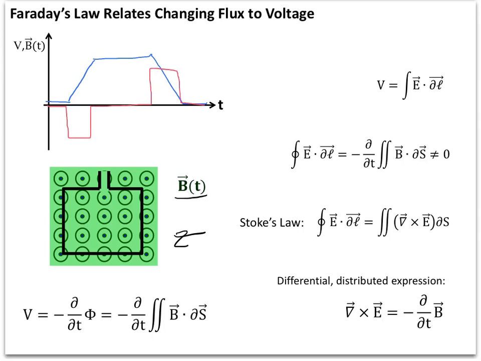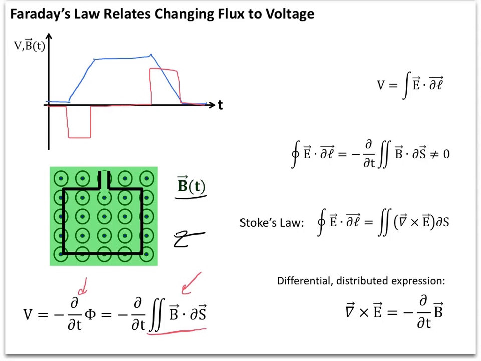So again, we express Faraday's law as this: the voltage around a loop, and there can be a wire or not, but an induced voltage is equal to the negative time rate of change of the flux, which is given by the surface integral of the magnetic field.